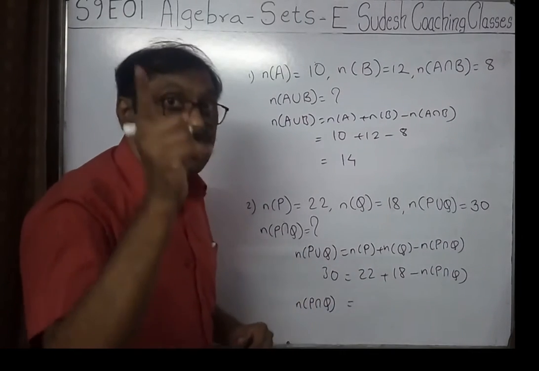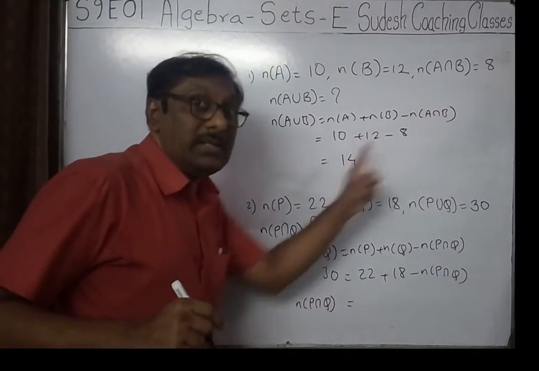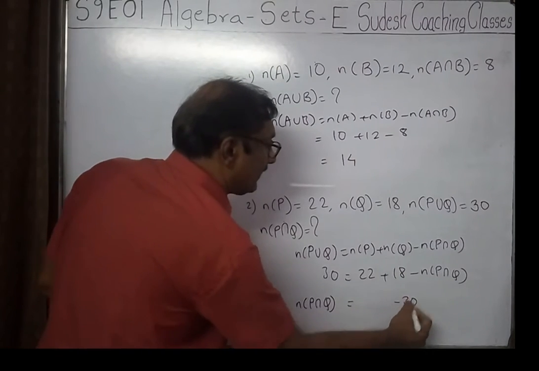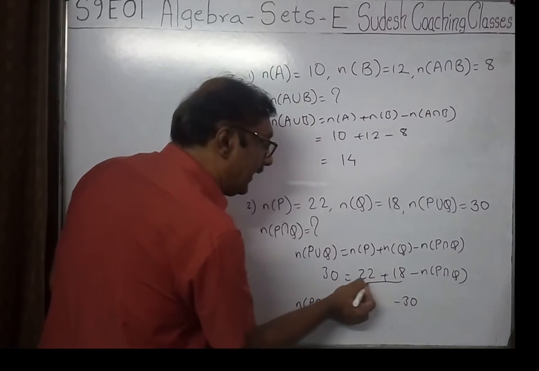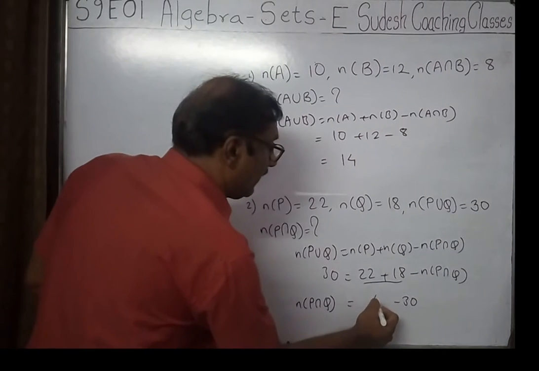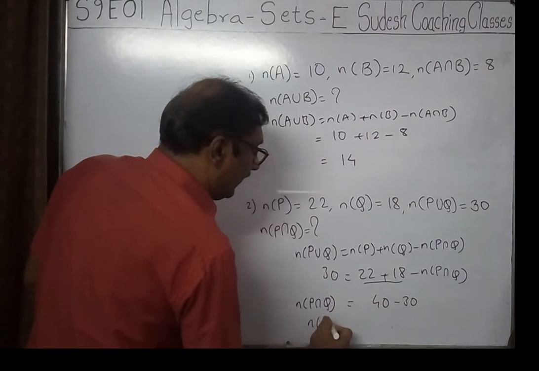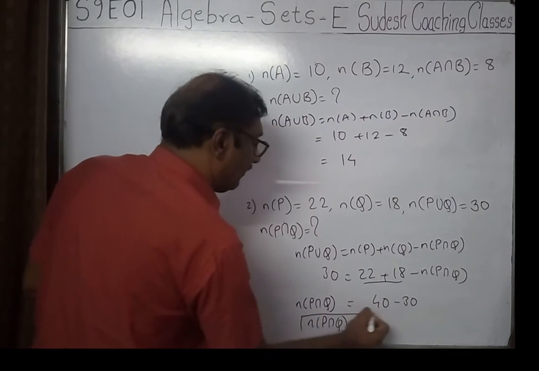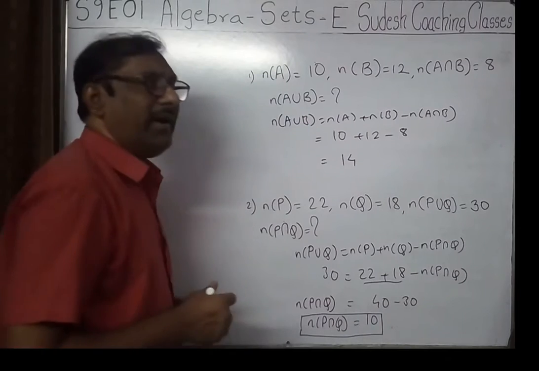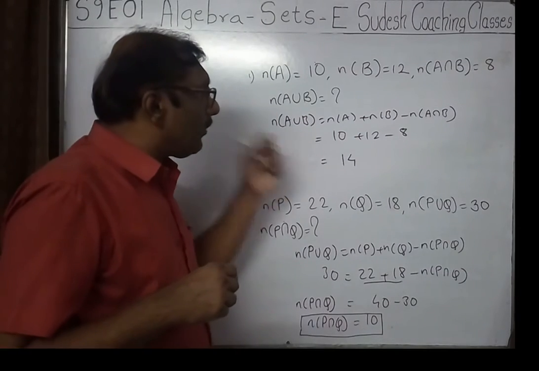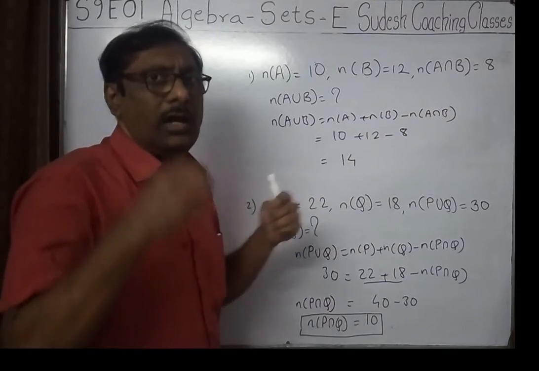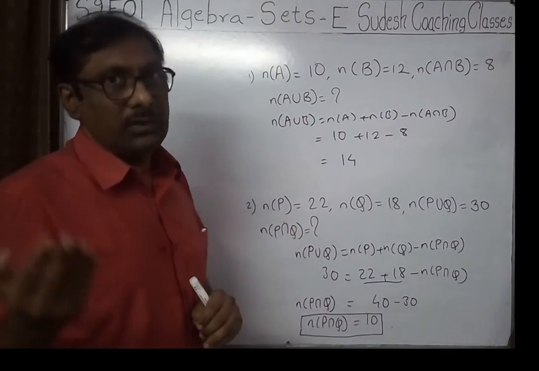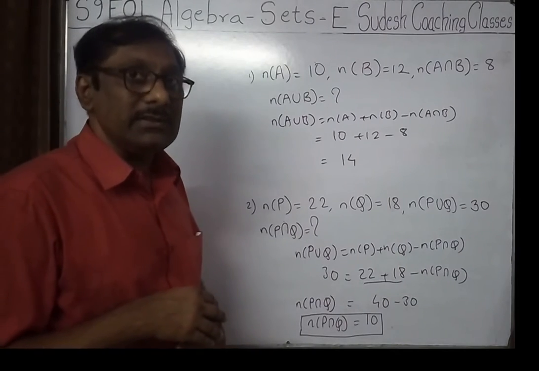At the same time, push this plus 30 over there and it will become minus 30, right? It will become minus 30. At the same time, go on adding 22 plus 18, it is 40. Now what is N of P intersection Q? N of P intersection Q will be 10. That is our answer and this is the way we have to find it out. Okay, there are actually 4 things. 1, 2, 3, 4. 3 values are already given. Any 3 values can be given. You have to find the 4th value. Did you understand, students? Good.